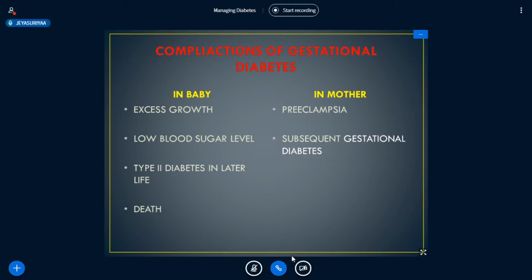Preeclampsia can lead to serious or even life-threatening complications for both mother and the baby. Now, coming to subsequent gestational diabetes. Once the mother has had gestational diabetes in one of the pregnancies, she is more likely to have it again with the next pregnancy. So she's more likely to develop diabetes, typically type 2 diabetes, as she gets older.